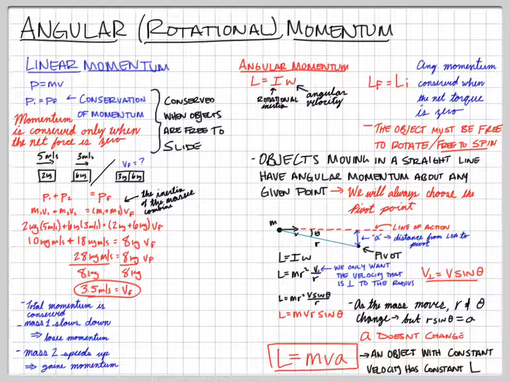Understanding the angular momentum of an object moving in a straight line, in my opinion, is the hardest part. You get this down, that the angular momentum of an object moving in a straight line is mva, we'll be good to go.